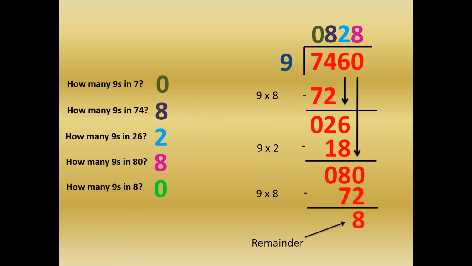And how many 9s can go into 8? 0. So we know that 8 would have to be the remainder. So we put an R8 behind our answer. So that means 7,460 divided by 9 is equal to 828, remainder 8.